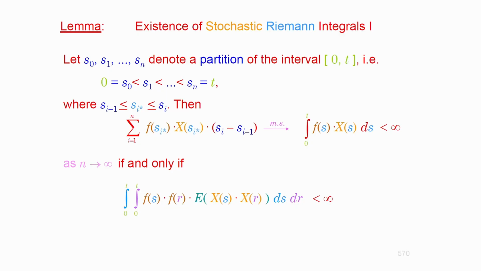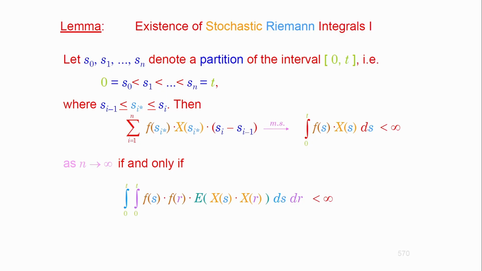So f_s times f_r times the expectation of the products of the stochastic process is continuous almost everywhere with respect to both arguments. So not just on the S axis, but also on the R axis. Okay, so you have two arguments, and it needs to be continuous almost everywhere. That is the necessity and the sufficiency for this function to exist.